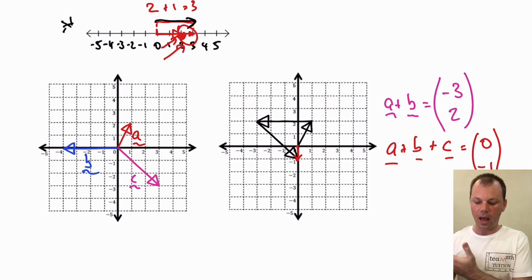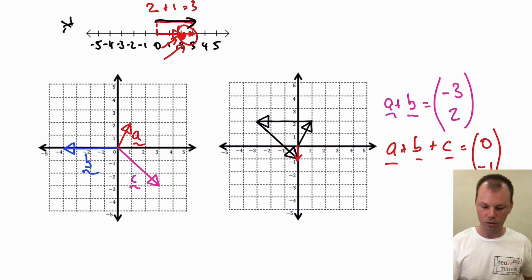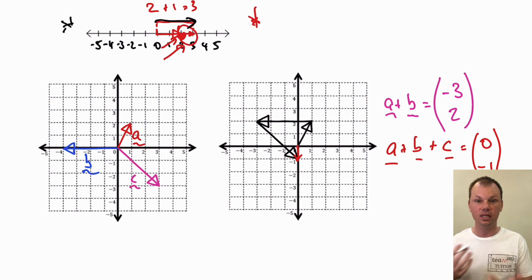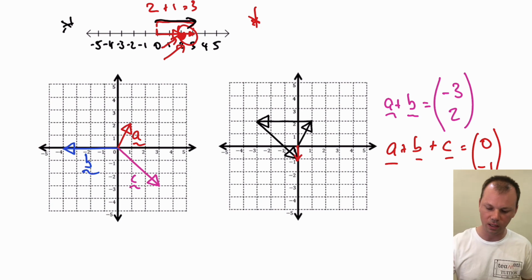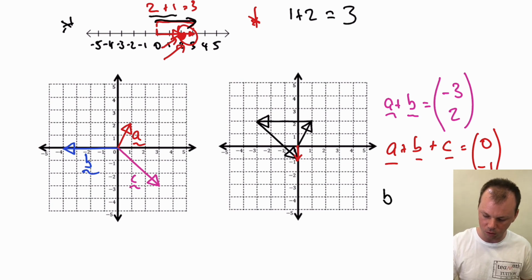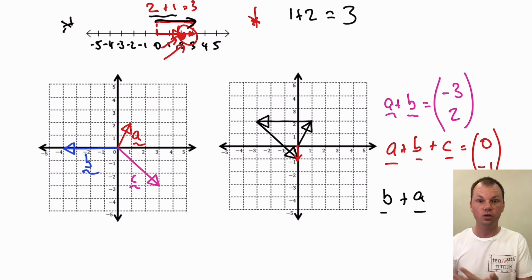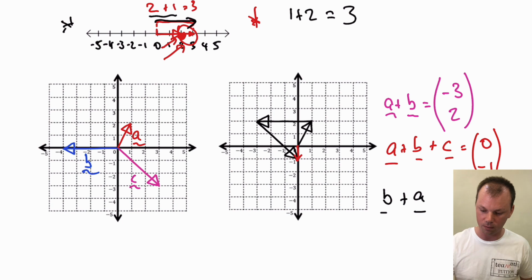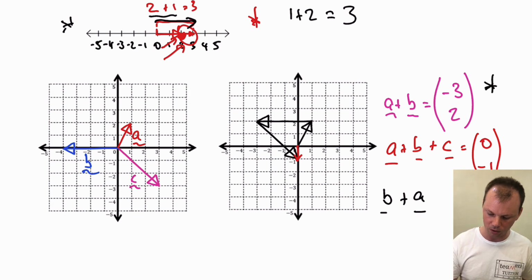Now, as with adding numbers, so using our vectors in 1 dimension, adding them in a particular order doesn't matter. The same thing happens with vectors. So if I did 1 plus 2 as opposed to 2 plus 1, I'm going to end up with 3. If I did this in a different order, let's just do B plus A in this instance, I should end up with the same thing. I should end up with this vector here. So let's trial it out.